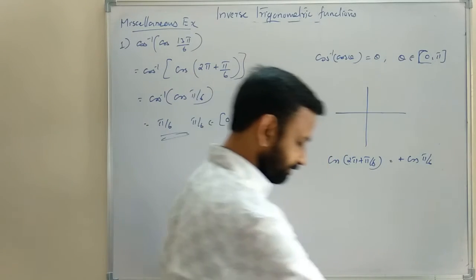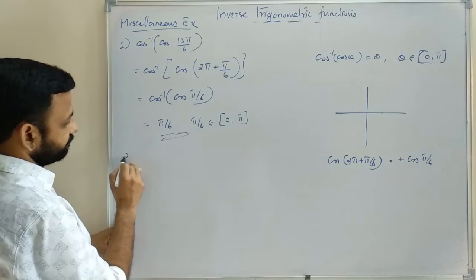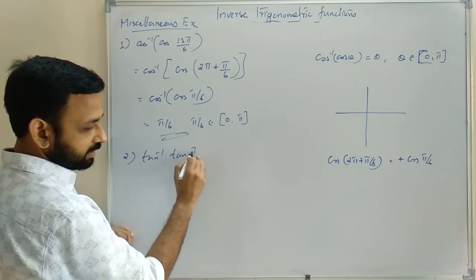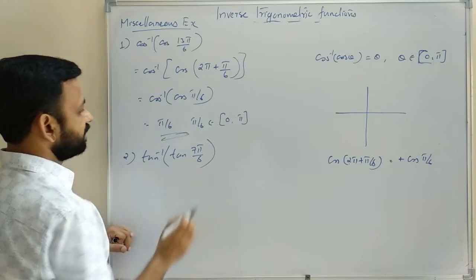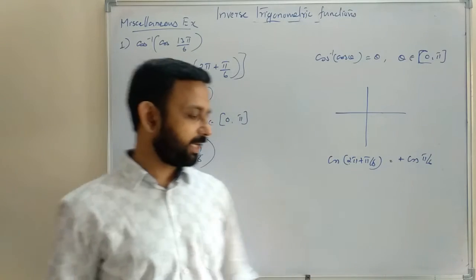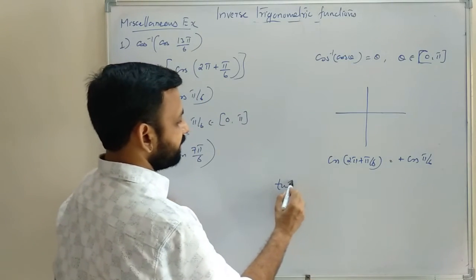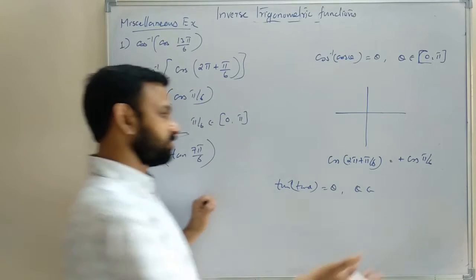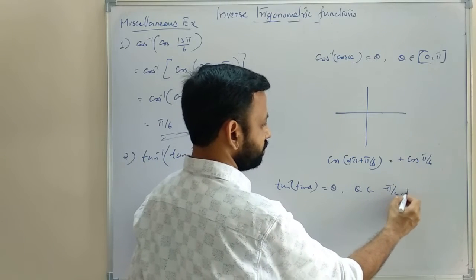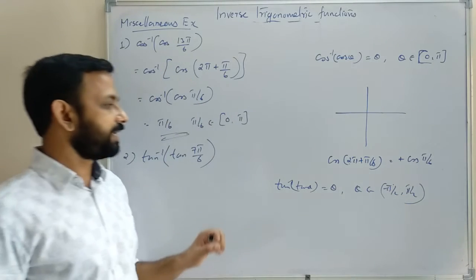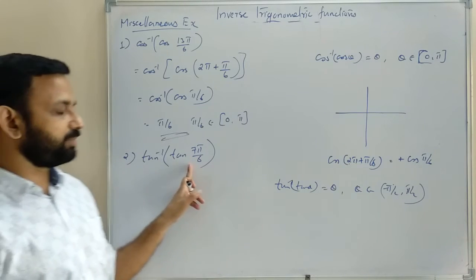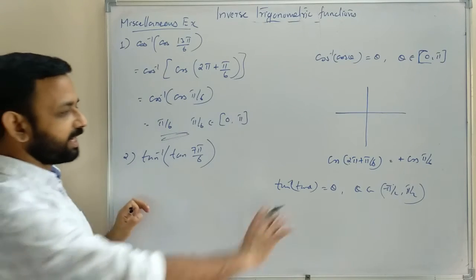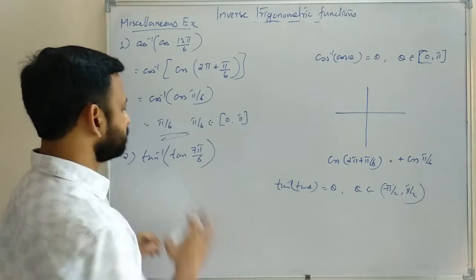The second question, tan inverse tan 7 pi by 6. And here tan inverse tan theta is equal to theta when theta belongs to the principal value branch. So here the principal value branch is the open interval minus pi by 2 to pi by 2. And here 7 pi by 6, that is 7 into 30, that is 210, that is not in that interval. So we have to change it.